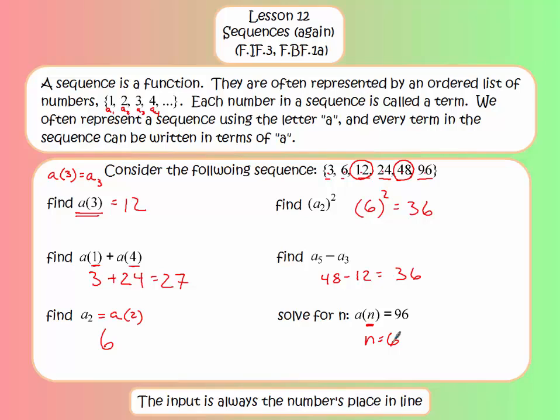A little cheat, a little pointer here: the input is always the numbers placed in line. So you can always count like I just did to find 96: 1, 2, 3, 4, 5, 6. It's the input, the x value, the piece going into the function, is always just the numbers placed in line. So the term's spot, what position it's in.